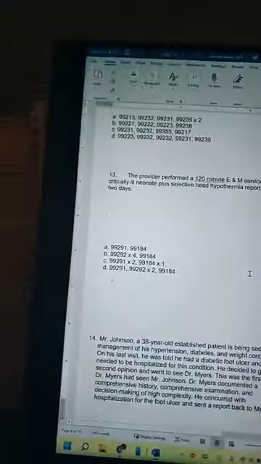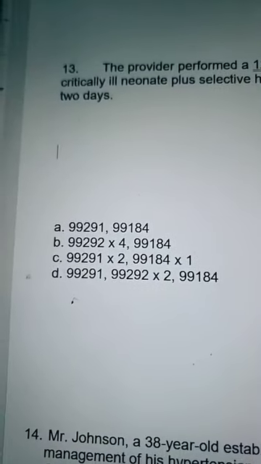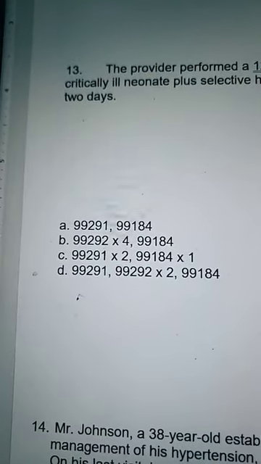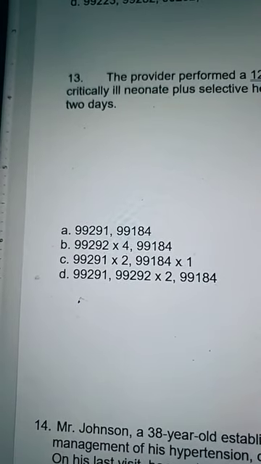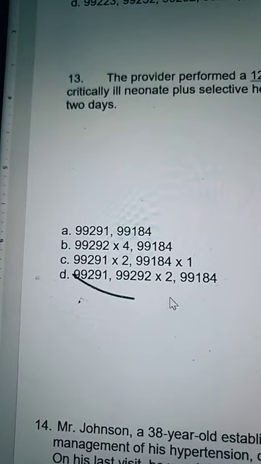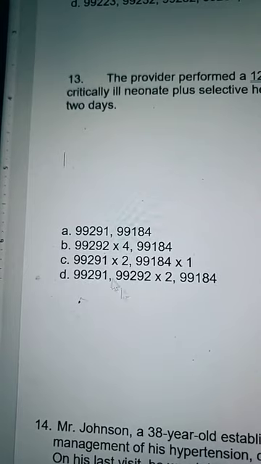So let's look at this question right here. For process of elimination, of course, what I like to do for the CPC exam is, we know that we only have 120 seconds per question, and it's going to be super, super hard to look up all the codes and read the question and decide what the answer is in that time frame.